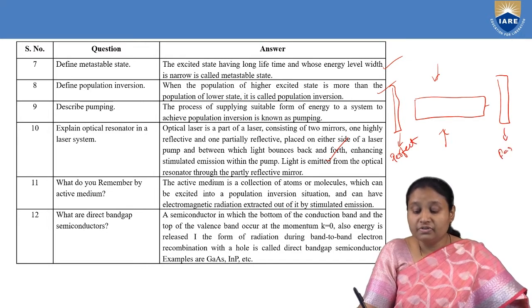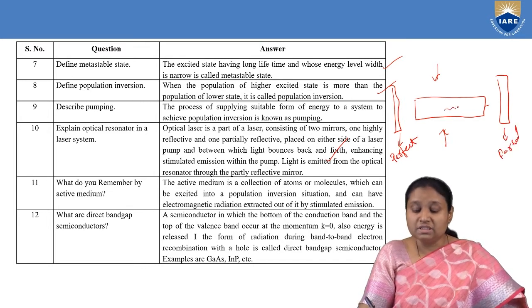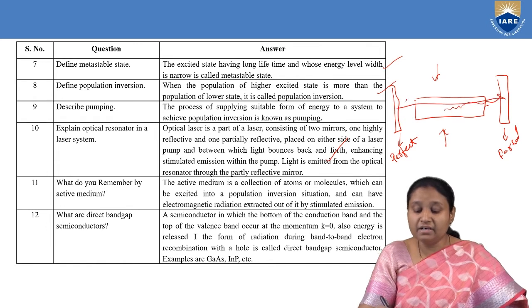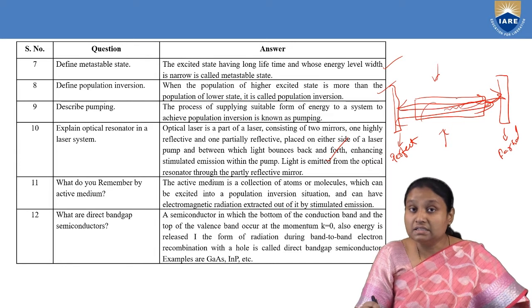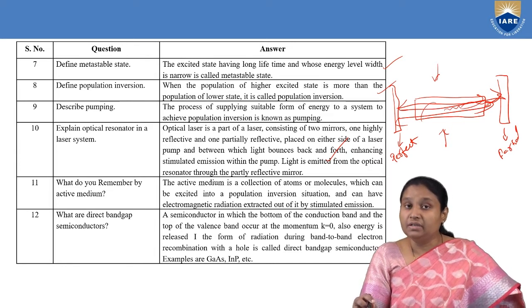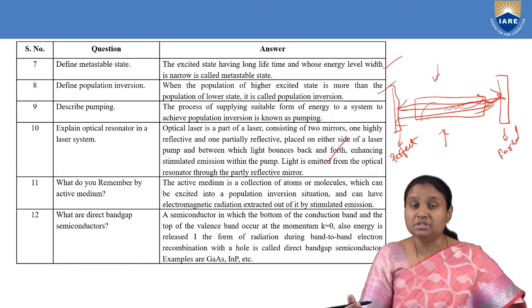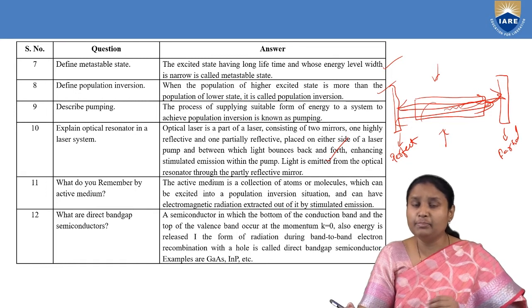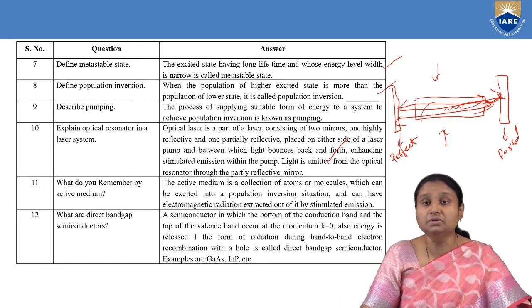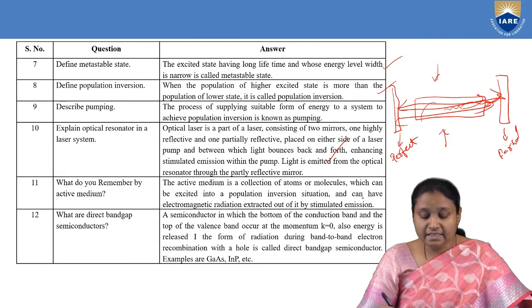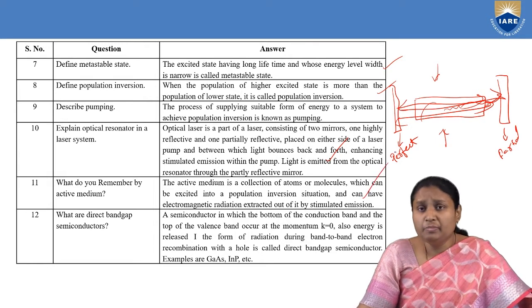So what is the role of these mirrors? Once we get photons, these photons will undergo back and forth reflection at these mirrors, and they'll act as stimulus energy to get stimulated emission. And because of the stimulated emission, lasing action will start and we'll get plenty of photons, which gives rise to laser light.